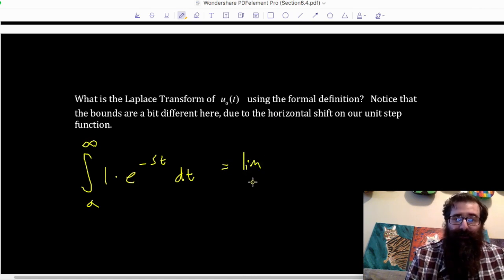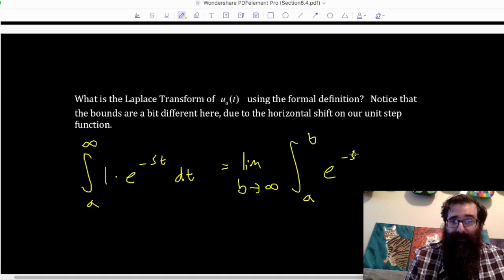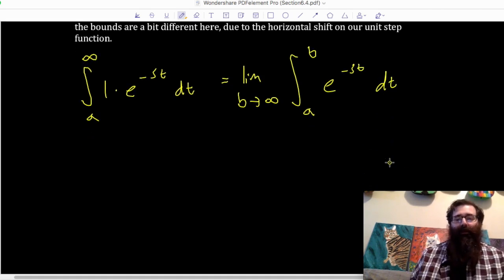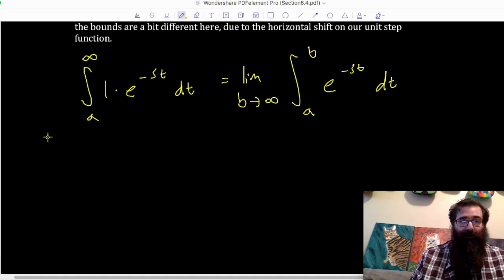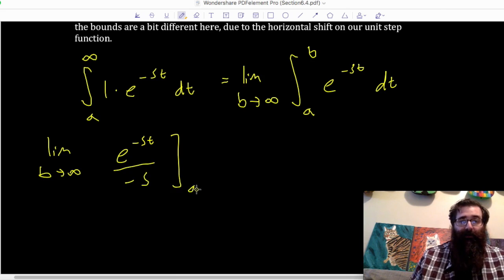So this is the limit as some dummy variable b goes to infinity. And then the integral from a to b of 1 times e to the minus st, or that's just e to the minus st dt. Still got to keep that limit notation. So I'd say limit as b goes to infinity. If I integrate e to the minus st with respect to t, I get e to the minus st divided by minus s. And that's from a to b.